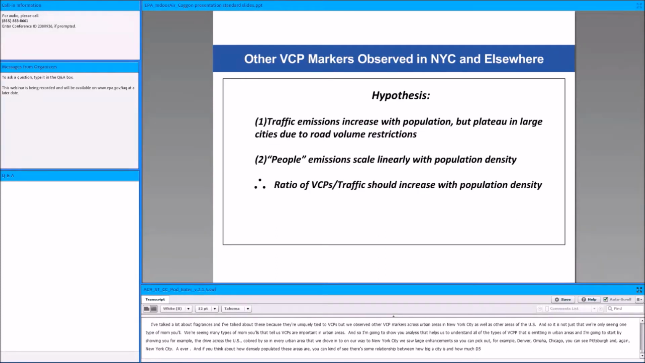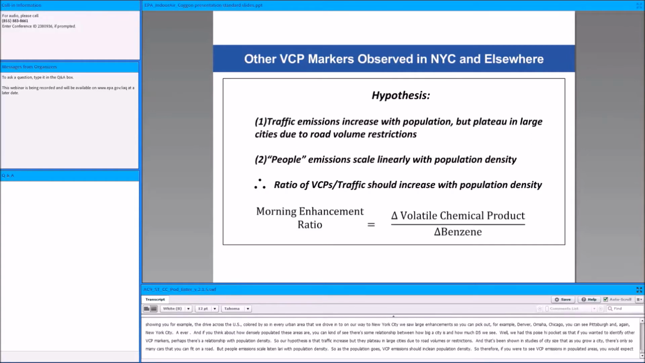Well, we had this hypothesis that if you wanted to identify other VCP markers, perhaps there's a relationship with population density. So our hypothesis is that traffic emissions increase with population, but they plateau in large cities due to road volume restrictions. That's been shown in studies of city size, that as you grow a city, there's only so many cars that you can fit on a road. But people emissions scale linearly with population density. So as the population grows, VCP emissions should increase with population density. Therefore, if you were to see VCP emissions in populated areas, you would expect that the VCP to traffic ratio should increase with population density.